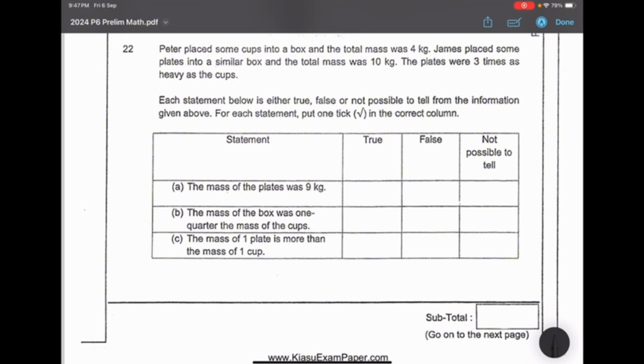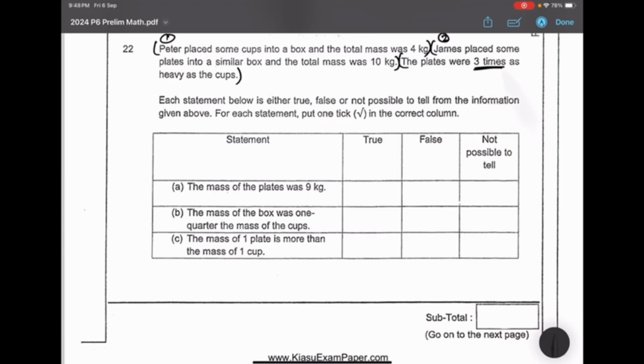Moving on to the next question, 22. Peter placed some cups into a box and the total mass was 4 kg. This is sentence number 1. Next, sentence number 2. James placed some plates into a similar box and the total mass was 10 kg. Sentence number 3: the plates were 3 times as heavy as the cups.